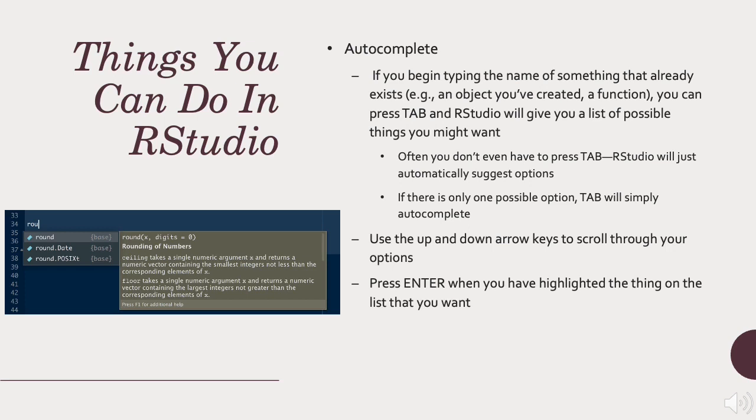When you have multiple options, you can use the up and down arrow keys to scroll through them, and then press enter when you've highlighted the thing on the list that you want. So this is useful because, as I mentioned before, R is a little bit finicky with things like capitalizations and spelling and stuff like that. It's very ungenerous when you make mistakes like that. And so autocomplete prevents you from making those mistakes because R knows exactly how it's typed. And so if you just let R autocomplete for you, not only is it faster, but you're less likely to have typos.